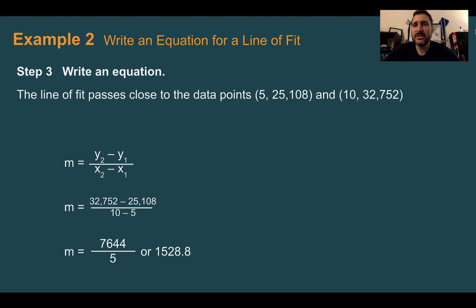So they chose some points that are on the line, and they're going to use those points to figure out the slope. So remember, the slope formula, we subtract the y-coordinates and then divide it by subtracting the x-coordinates. Make sure you go in the same order.